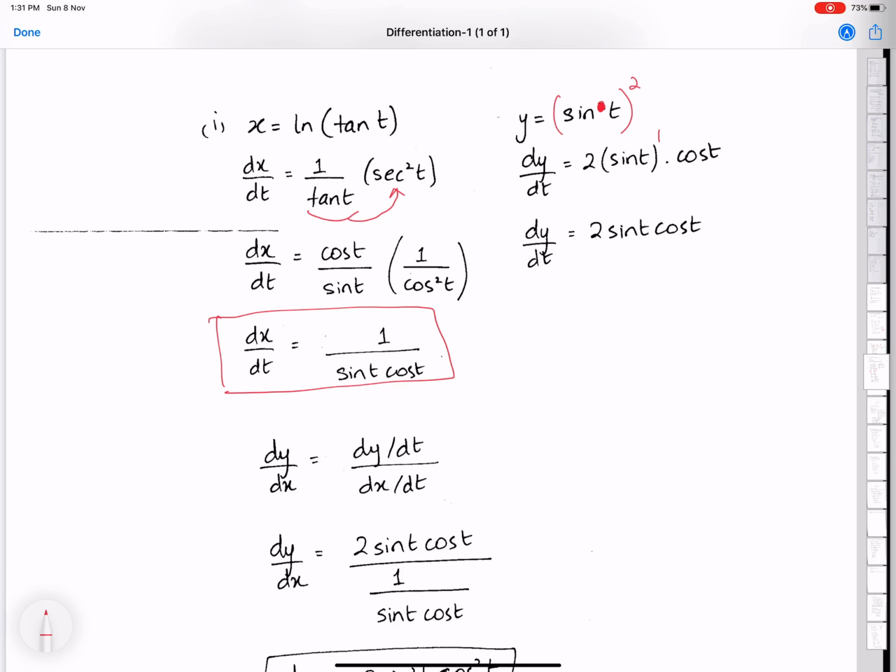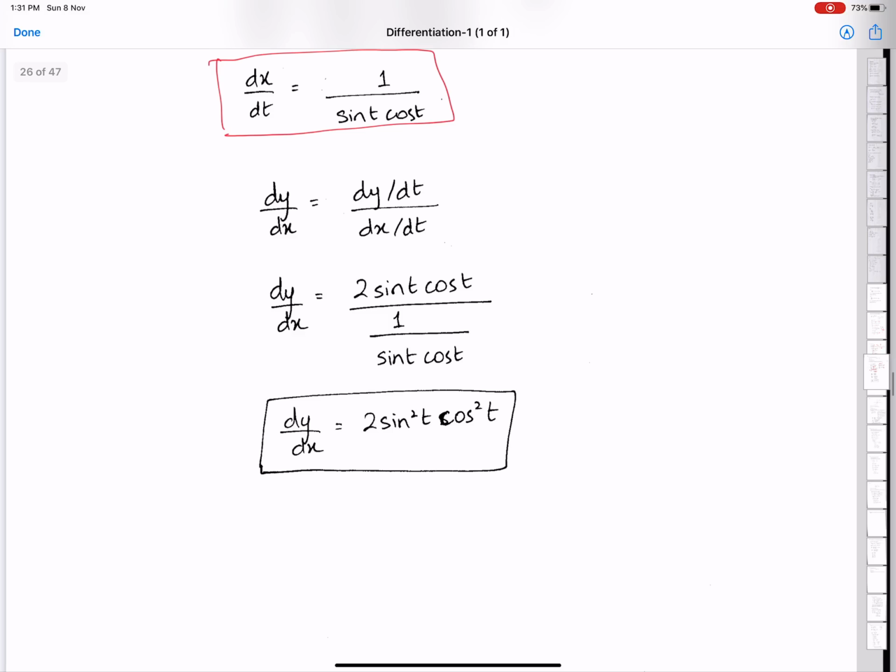So according to the differentiation of the composite function rule, make this power the coefficient, subtract this power by 1, and then differentiate the bracket. So this is the simplified form of the differential of y with respect to t. Always mention the gradient formula and then substitute the values. So dy upon dt is this, whereas dx upon dt is this. So by simplifying this, we have 2 sin square t cos square t.